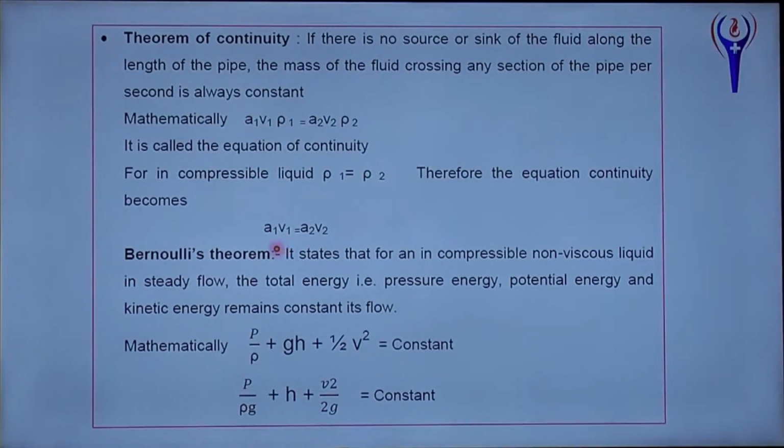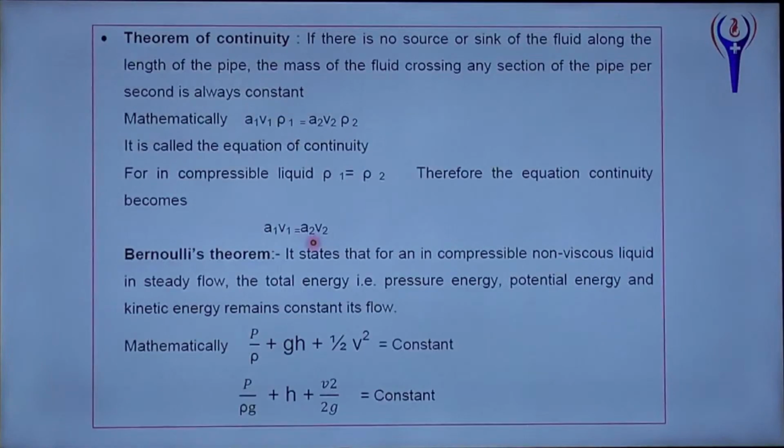A1 is the area of cross section of the pipe, or radius of the pipe like that, and V1 is the velocity. And diagram back is okay.